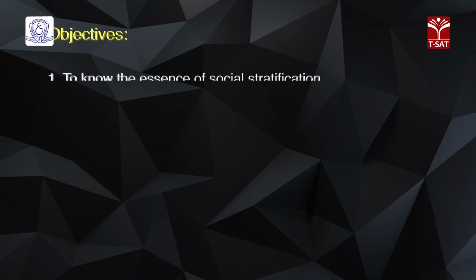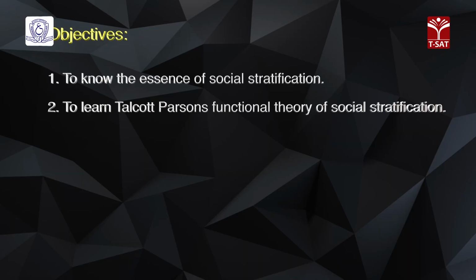Now, let us look into the objectives. The objectives of the lesson are to know the essence of social stratification and to learn Talcott Parsons' functional theory of social stratification. Social stratification deals with the ways in which the human population is specially or socially differentiated, that is, differentiated publicly and demonstrably, and the principle on which the caste system is based is the principle of natural superiority.